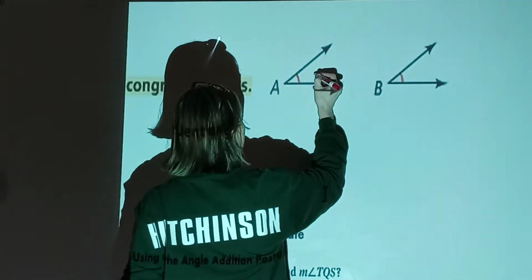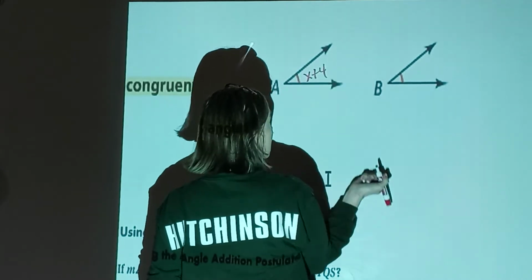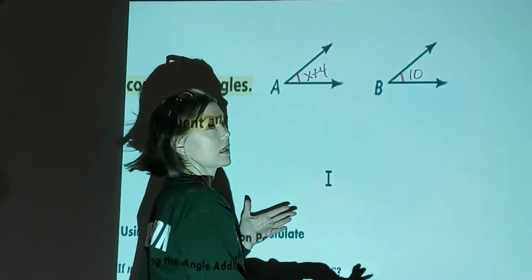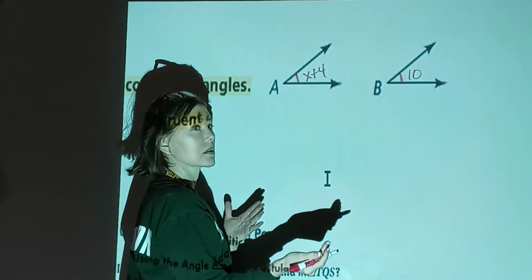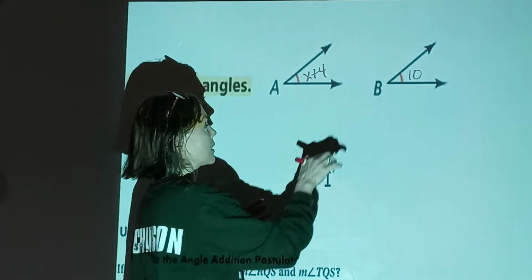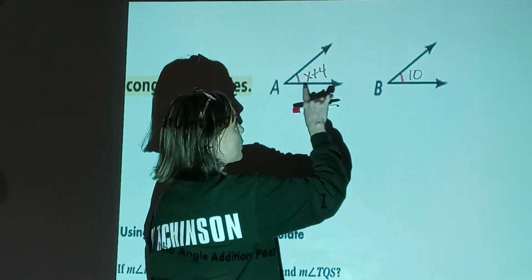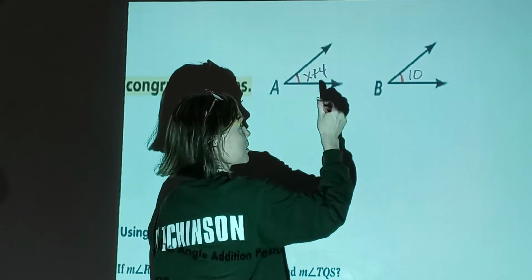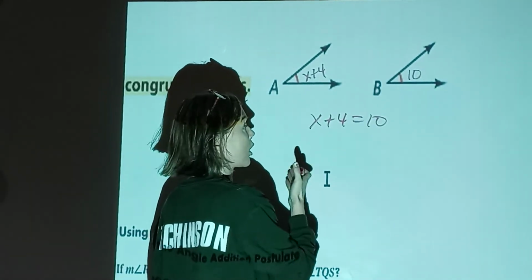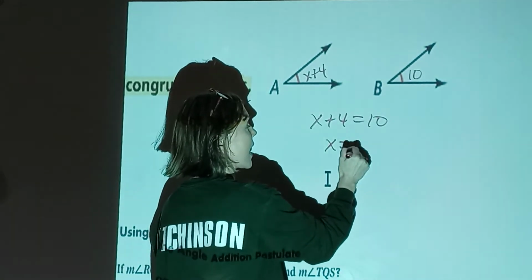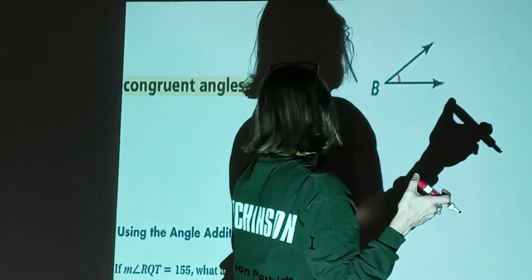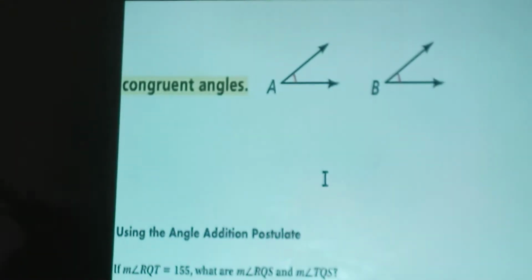And sometimes they'll say this is x plus 4, and this is 10, and it'll say solve for x. How would we set that up? X plus 4 equals 10. Well, they are equal to each other, so we would simply set them equal and solve for x. If we subtract 4 from both sides, x equals 6. That's a quick way of looking at it. We'll get into that a little later, but very good.